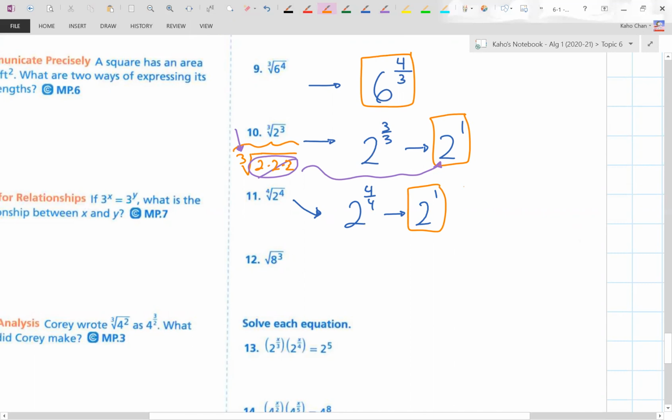Number 12. Let's write it into rational exponent form. This is a to the, oh, there's an index of 2 there. That's a square root, so there's an invisible 2 there. A to the 3/2 power. Yay.